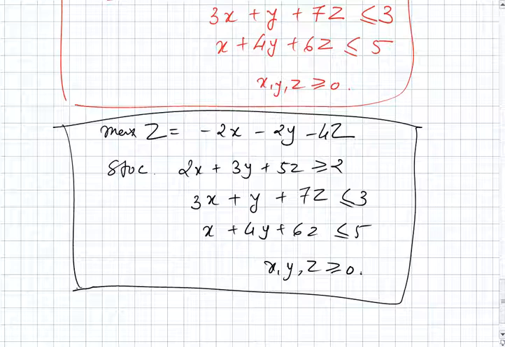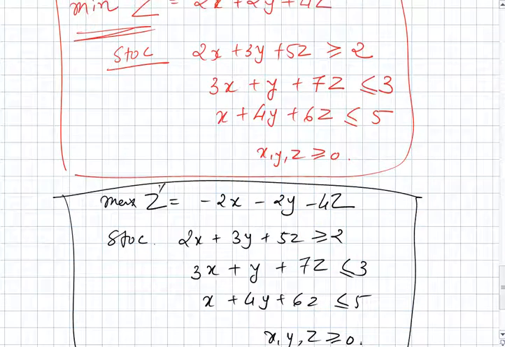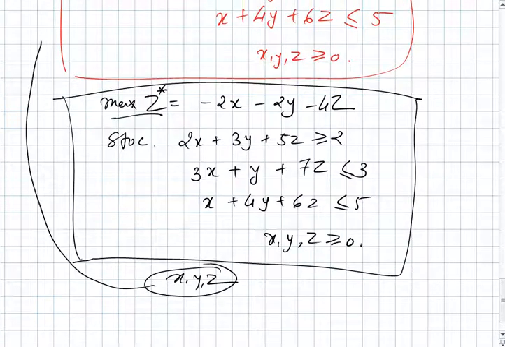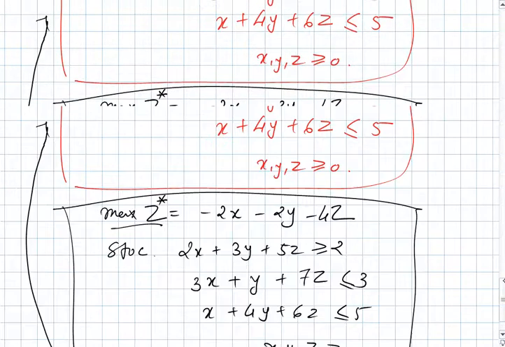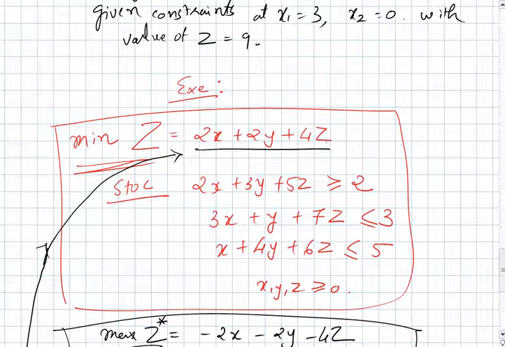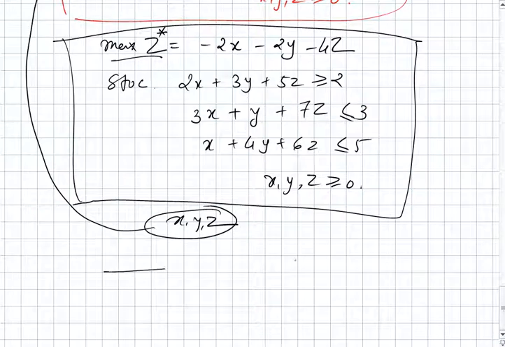And whenever you get the values of x, y, z in the last table, insert these values in your original function. This is your z star, not the original function z. So whenever you are finding the value of z, you have to put these values of x, y, z in our original objective function, meaning this one. So I am hoping that you will solve this.